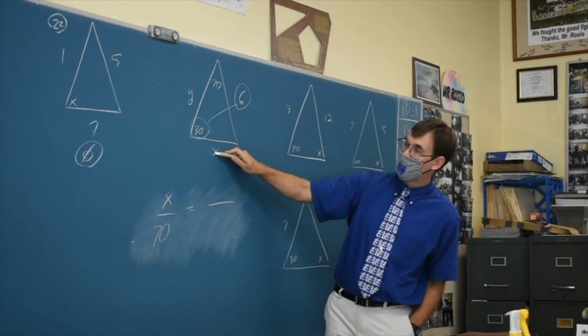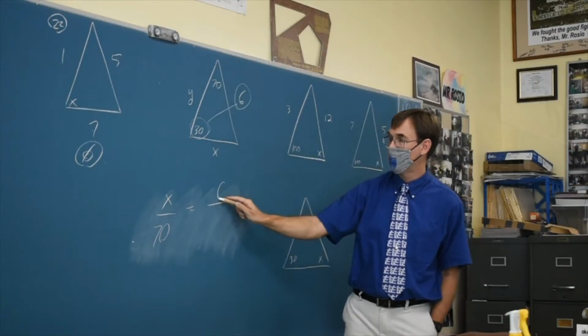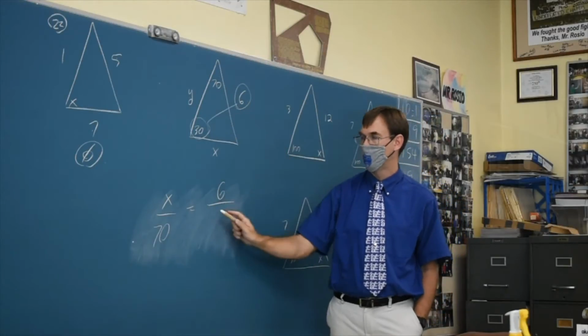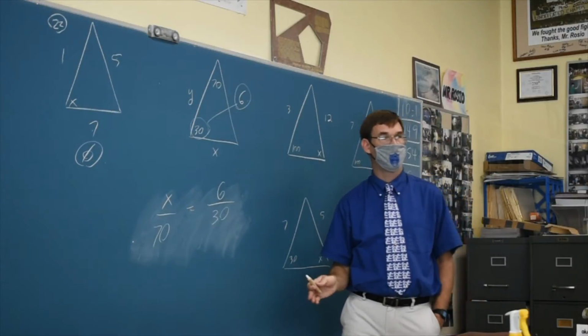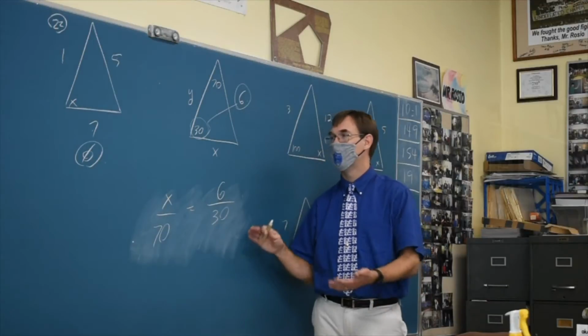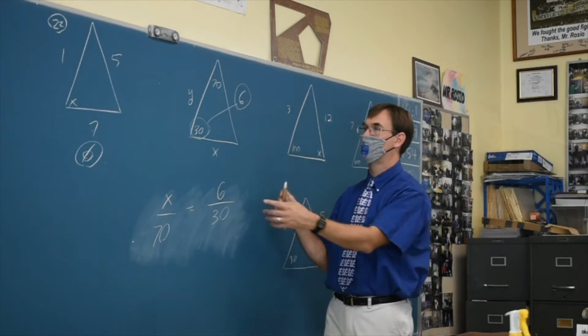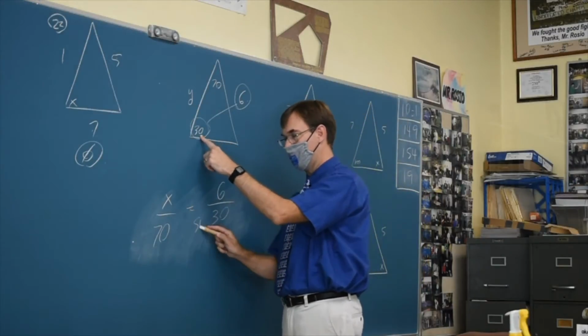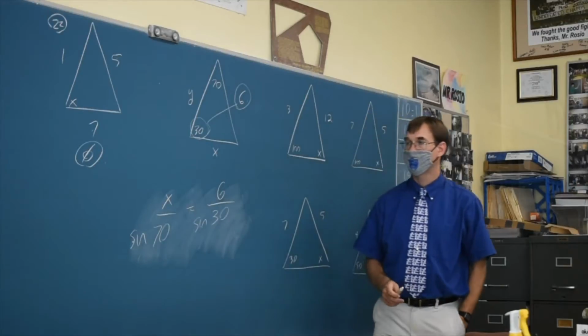Just like x, who is a side, partners with 70, 6 is a side, partners with 30. I'm missing a crucial thing on purpose. What crucial thing am I missing for the law of sines? The word sine. Okay, where does the word sine always go? With the angles. So 30 was an angle. 70 was an angle. That's how we're going to set up law of sines.